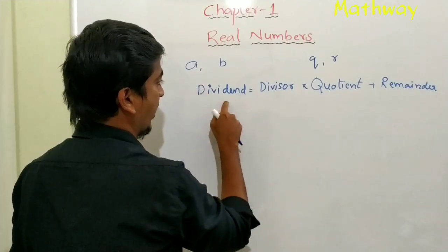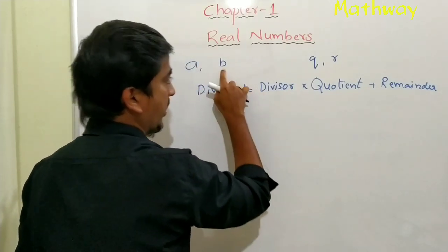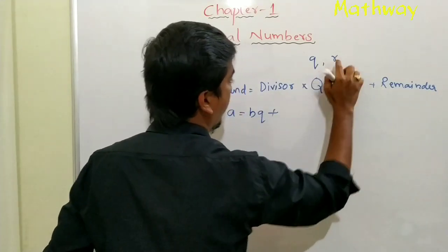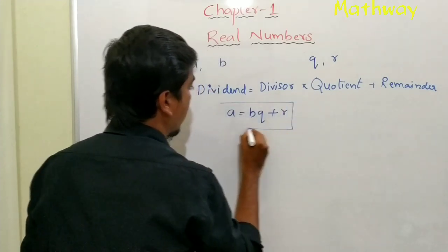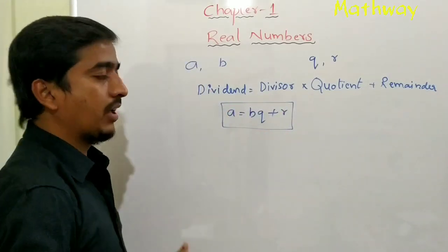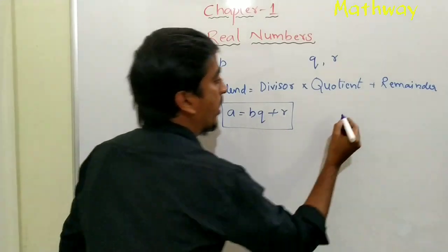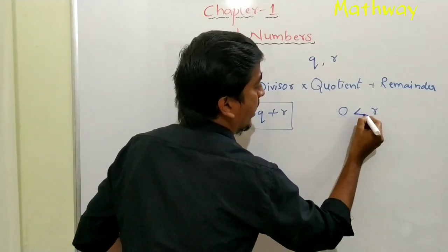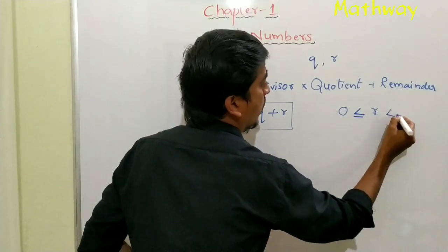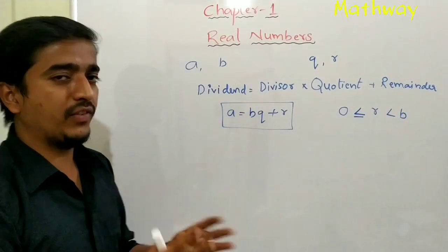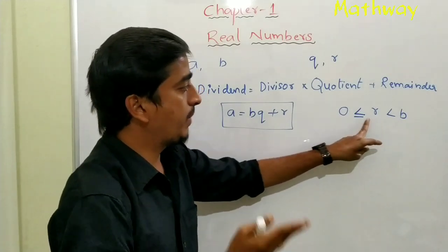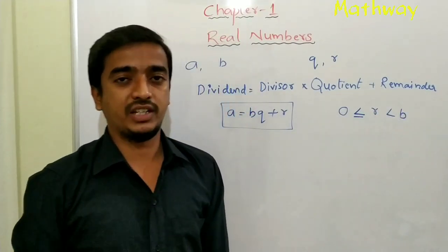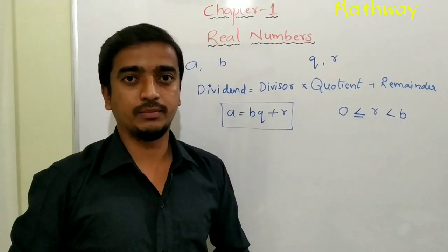So here a is the dividend, so a equals the divisor b into q, the quotient, so bq, plus the remainder r. So this is the division algorithm, and here the remainder should lie between 0 and b. The remainder r should be greater than or equal to 0 and also less than b. b is the divisor. So the remainder may be 0 or greater than 0, and it should be less than the divisor. So this is the division algorithm.